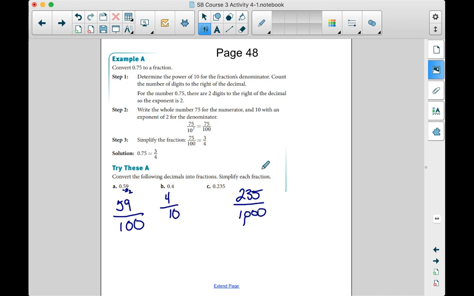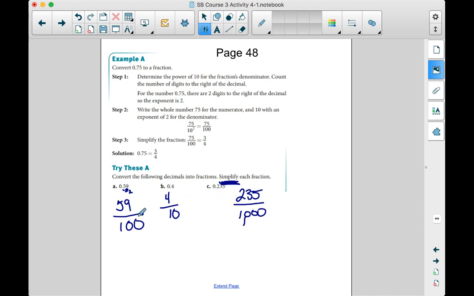Now, if you know how to, go ahead and simplify. I'm going to show you very briefly how to simplify. However, I really just want you to focus on identifying the place value. I do not want you to get stuck on simplifying. So just watch this, but please don't be stressed about it.